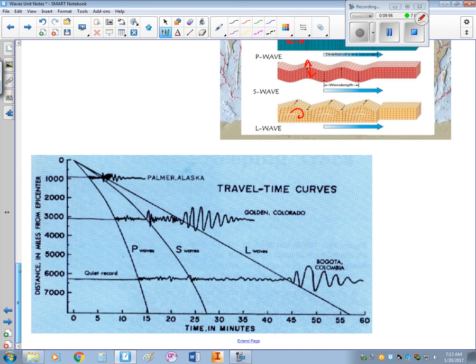Here's a time travel curve showing the three waves, giving you an idea of the time in minutes. If the epicenter is about 7,000 miles away, it takes about 15 seconds for the P wave to reach, about 28 seconds for the S wave, and then about 56, about an hour, for the L wave. So the S wave and the L wave are typically what we call the aftershocks from an earthquake.